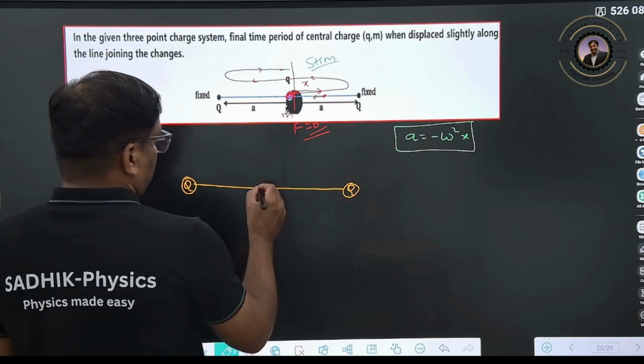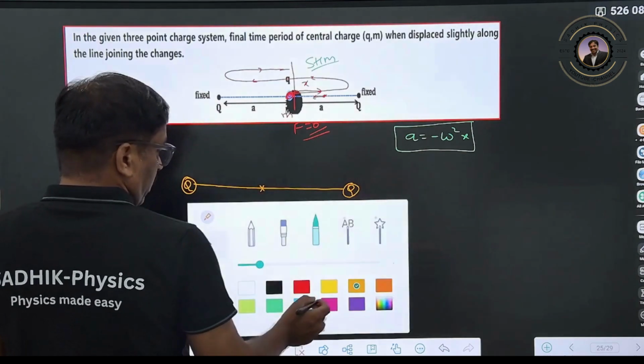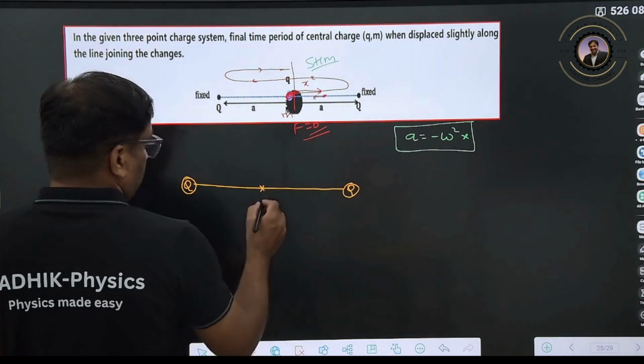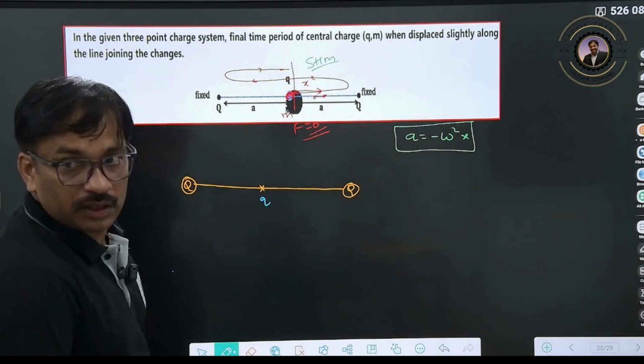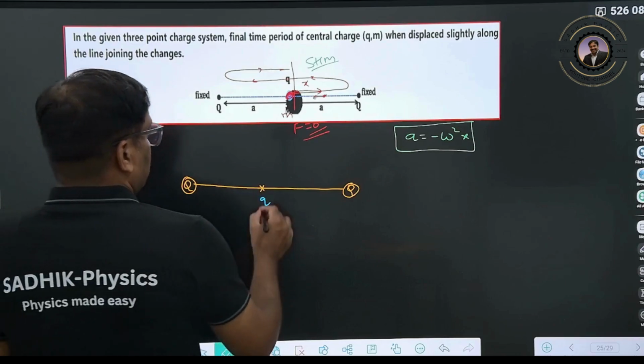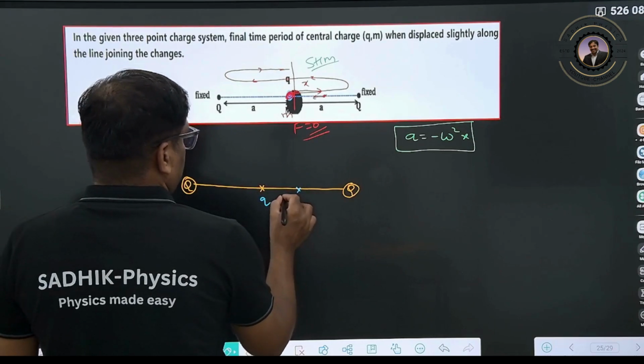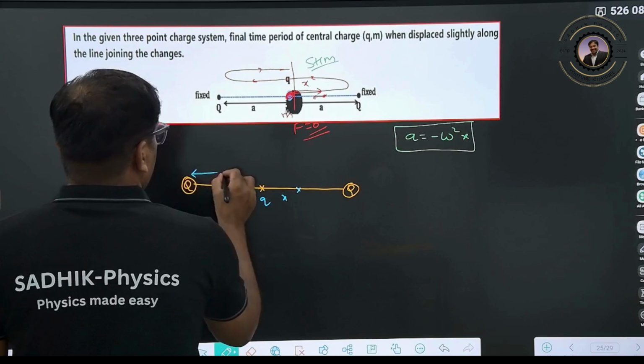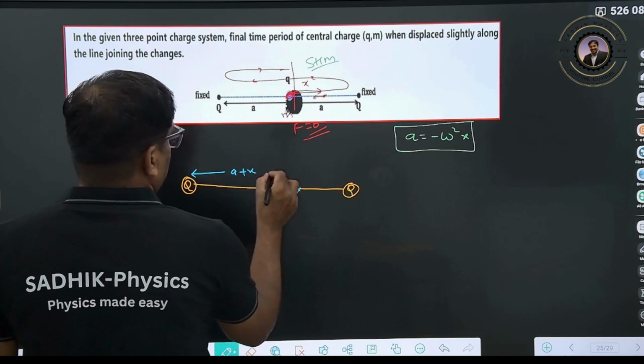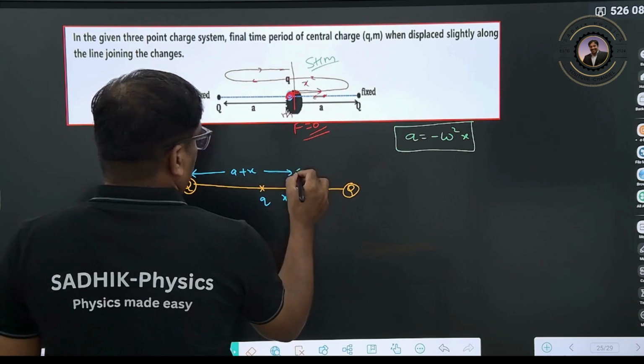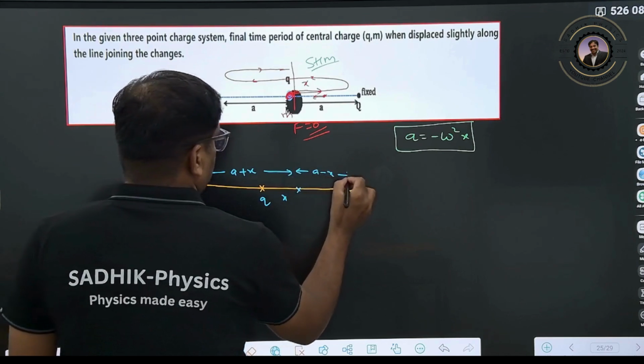Here there is one small charge, q. Suppose it has travelled some distance x. So what is this distance now? Therefore, on one side it is a plus x, and on the other side it is a minus x.